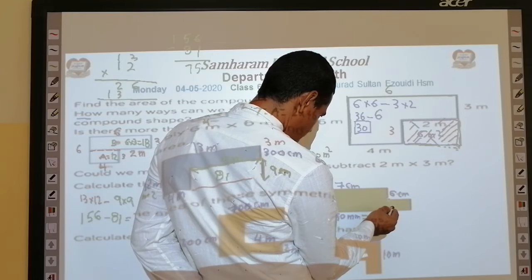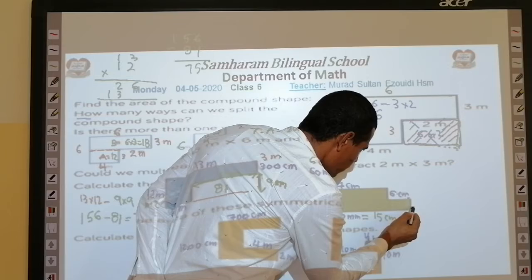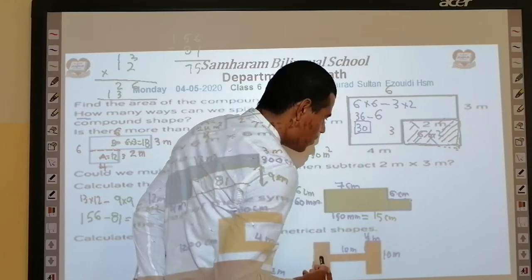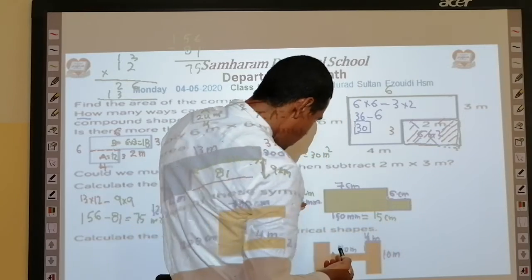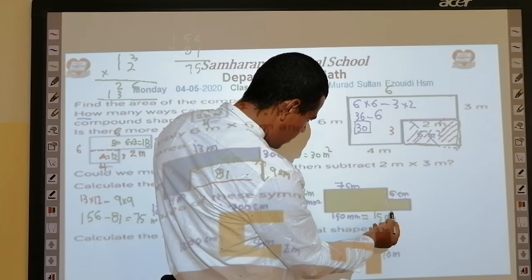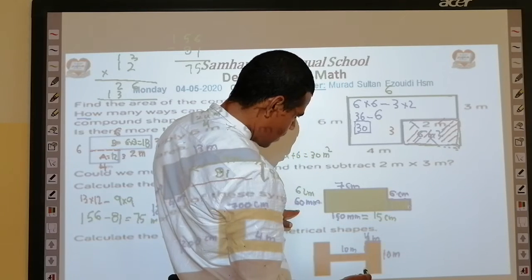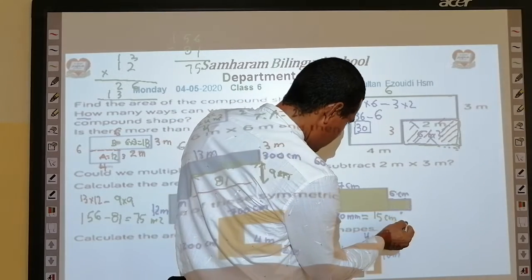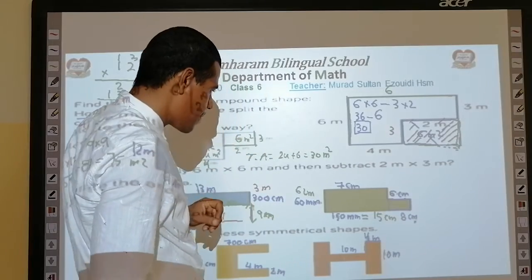So, I will do it like that. I will consider this one. This is the first rectangle. What will it be, my learners? It will be 6, then this one is 15 minus 7. Here is 8. This is 8 centimeters.